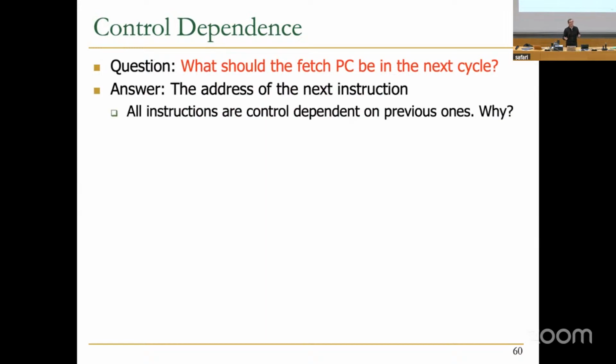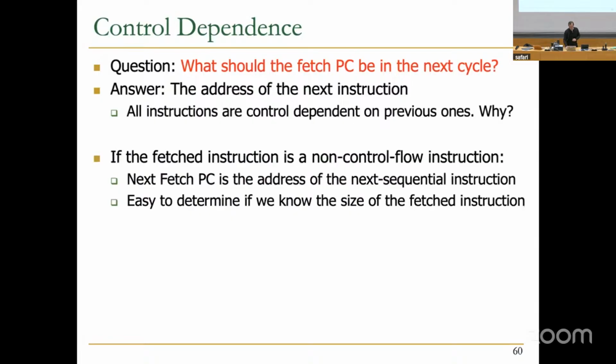And all instructions are dependent on previous ones. In a von Neumann machine, you have sequential execution. You increment the program counter by 4, right, in MIPS. So that's the reason why all instructions are control dependent on previous ones. So basically, by fetching the next instruction, PC plus 4, we're implicitly making an assumption. The next instruction is the next sequential instruction. Most of the cases this is true, meaning if the fetched instruction is a non-control flow instruction, next fetch PC is the address of the next sequential instruction. This is easy to determine if we know the size of the fetched instruction. We already do PC equals PC plus 4, and then we fetch the next instruction that way.